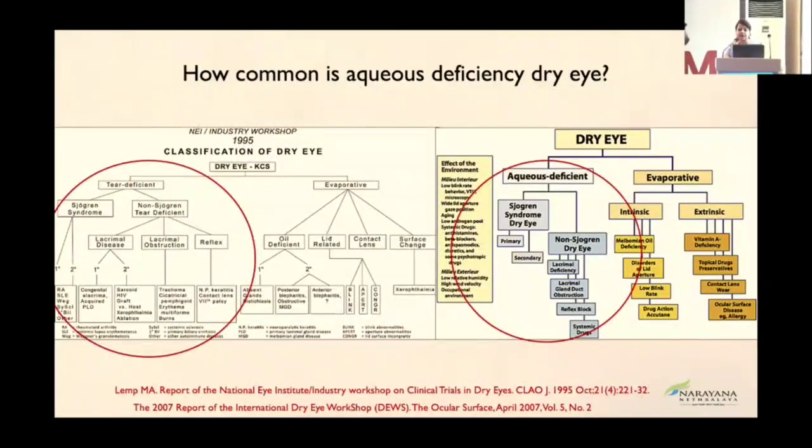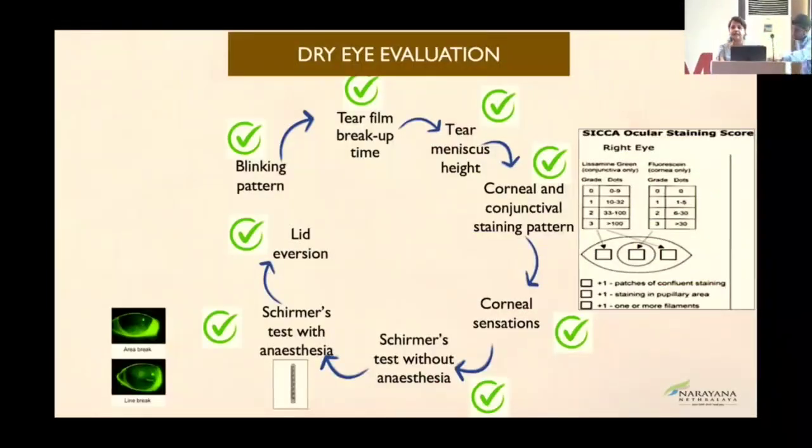In the classification, we see the causes to be Sjogren's syndrome, non-Sjogren's syndrome that include lacrimal disease, obstruction, reflex-related diseases, and of course the autoimmune diseases. Now, the basic evaluation of dry eye that includes all our clinical tests can also include something called a Sika ocular staining to diagnose these patients, because when the patient presents to us, we need to classify it as aqueous before proceeding with the treatment.